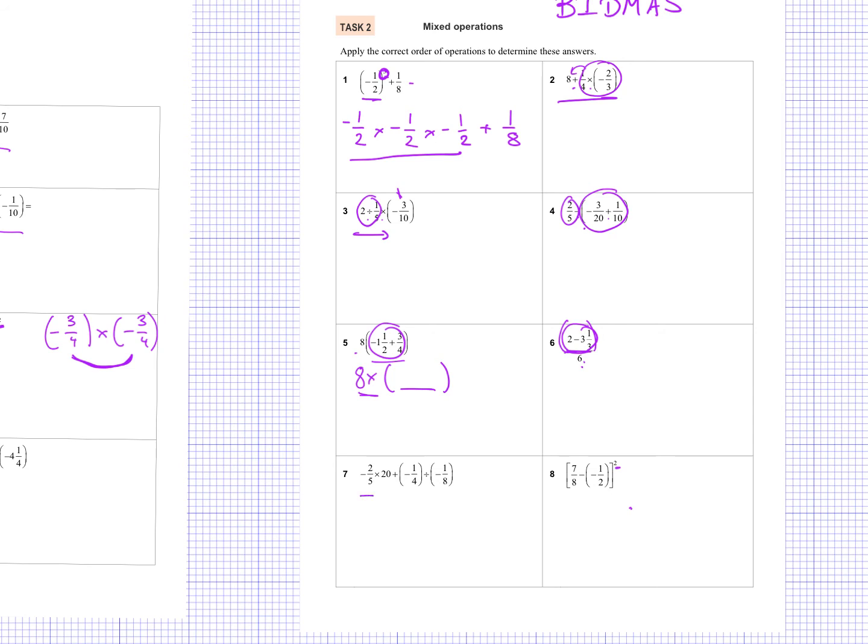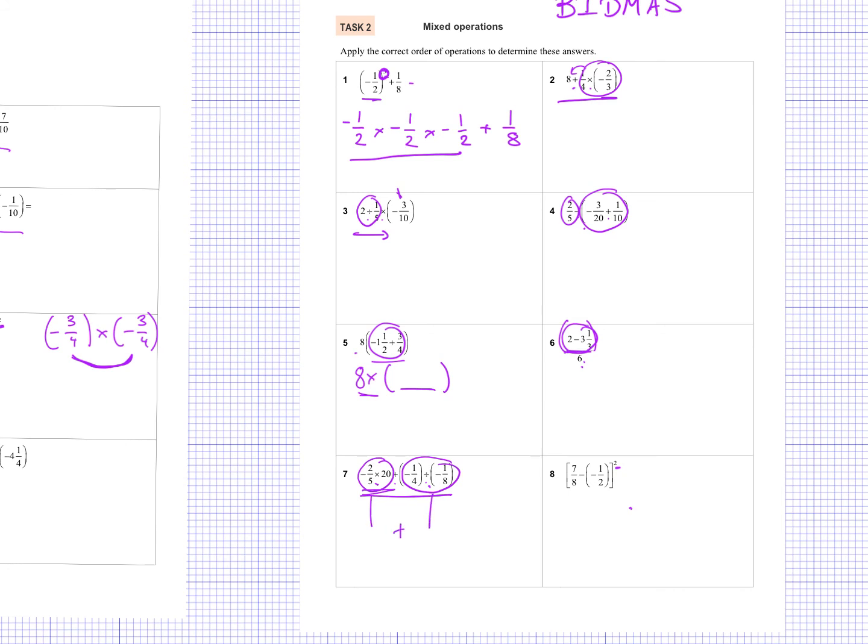And number 7 here, we have a big long one. It's got lots of things in it, so it's got a multiply, an addition, and a divide. If there's multiply and divide, we work from left to right. So we do this one first, and we do this one at the same time. Then we take the answer for this and the answer for that and add them together.